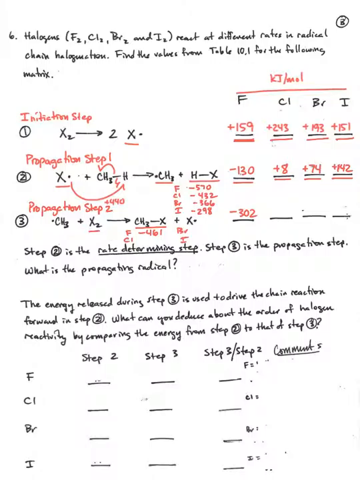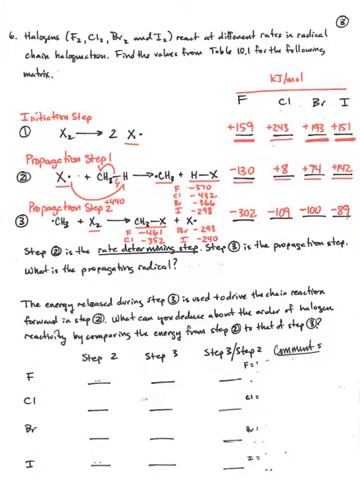Chlorine, we have negative 352 plus 243, that gets us negative 109. Bromine, we have negative 293 plus 193, that gets us minus 100 kilojoules per mole. And finally for iodine, we have negative 240 plus 151, we get negative 89.